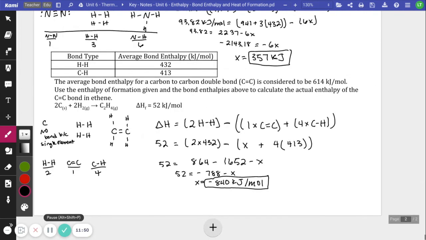All right, guys, so that is the last little bit of how to solve for enthalpy.